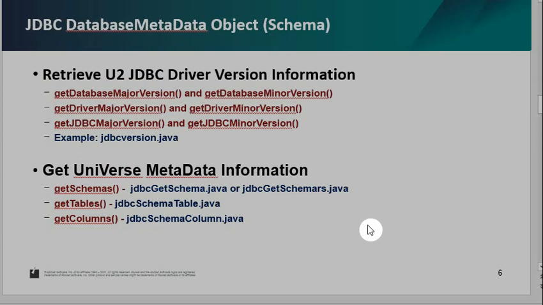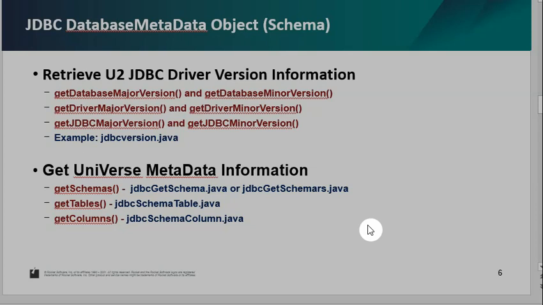So next is talking about database metadata, which we call schema. In the U2 JDBC driver version, we store all the information inside the metadata database. They have a couple of functions like major version, minor version, and you can get the driver version or JDBC major version compliance. That's a simple program called JDBC version.java file. So you can look at all the syntax.